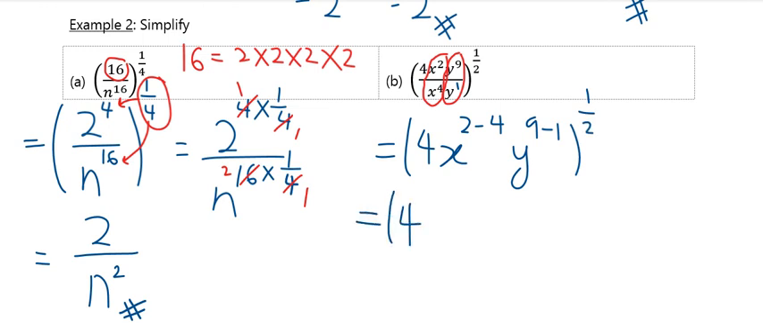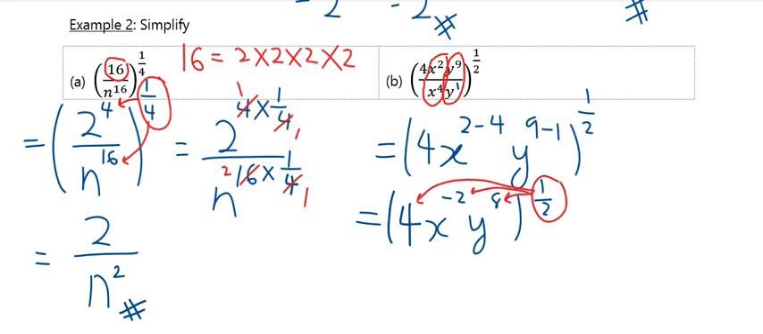Now here simplify it. 4, x is having power 2 minus 4, negative 2, and then y power 9 minus 1 is 8, and then half. And finally, you apply the rules where you have to multiply the powers. So let's do a little bit of shortcut. 4 power half is actually square root of 4, right? So your answer will be 2.